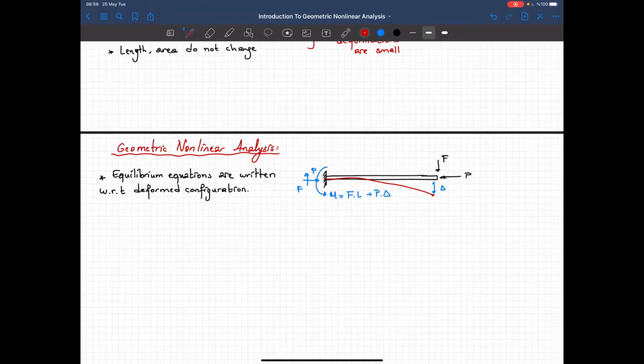So as you see, when I write my equilibrium equations, considering the deformed configuration, I obtain second order forces, second order moments. Now, the other issue is, as in this case, loads can move according to the way the structure deforms.